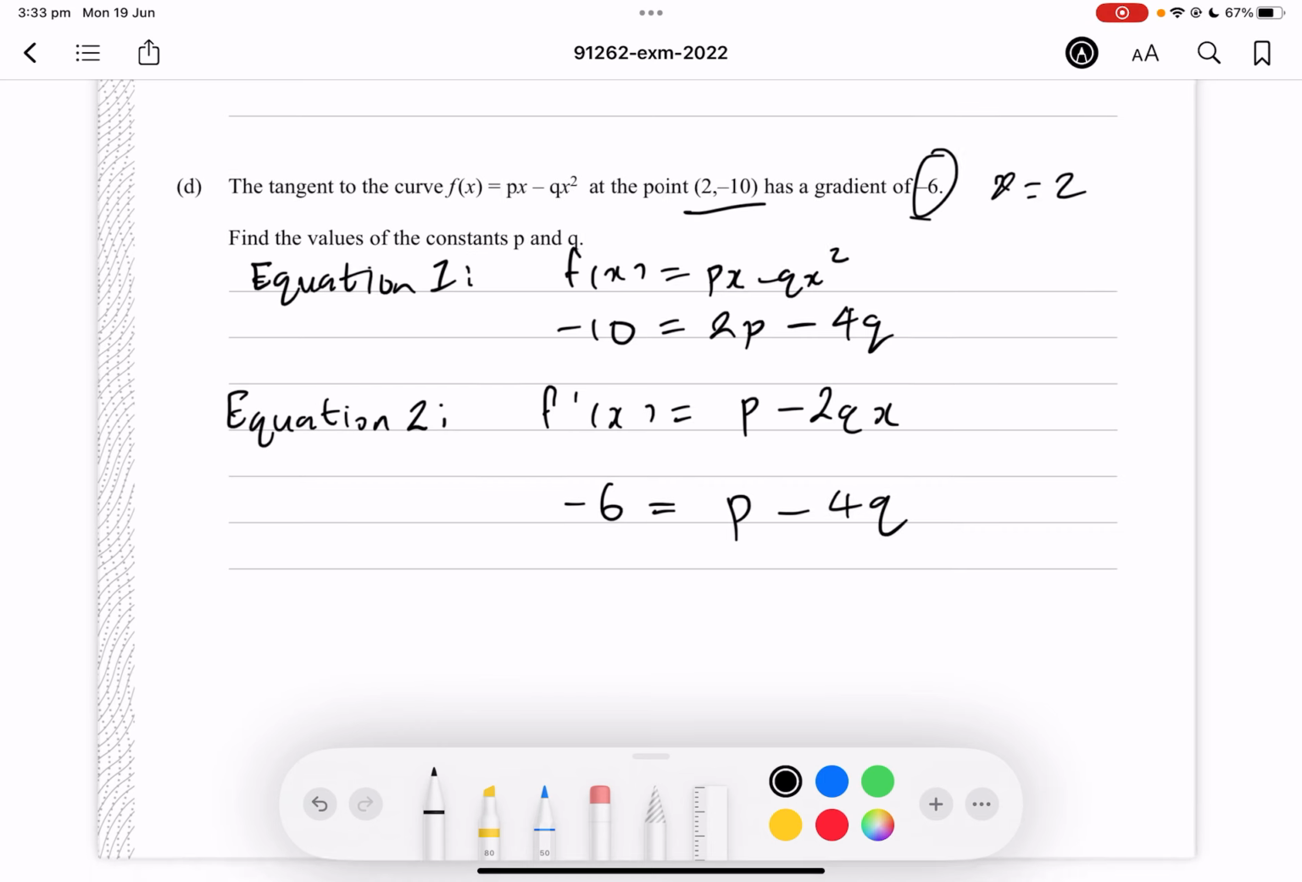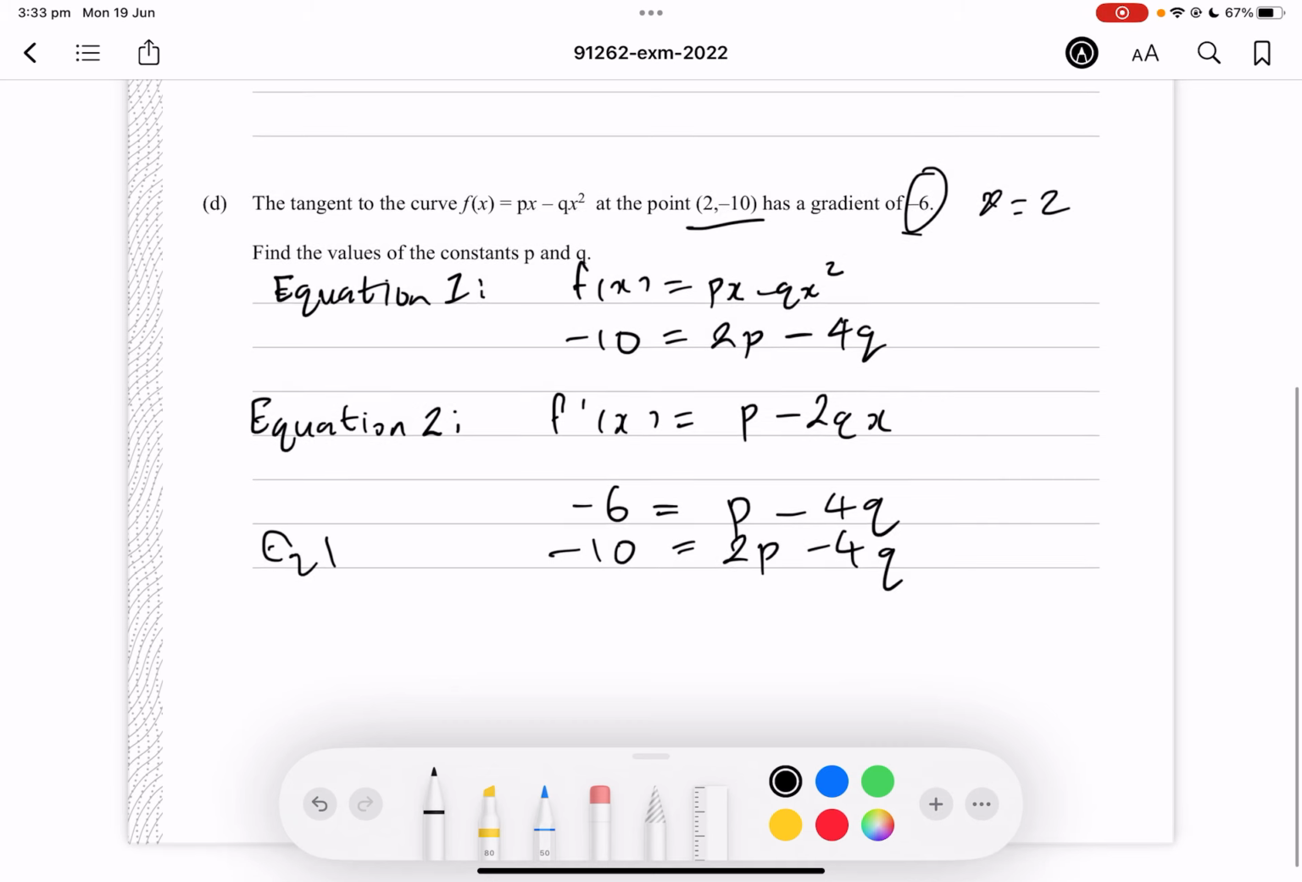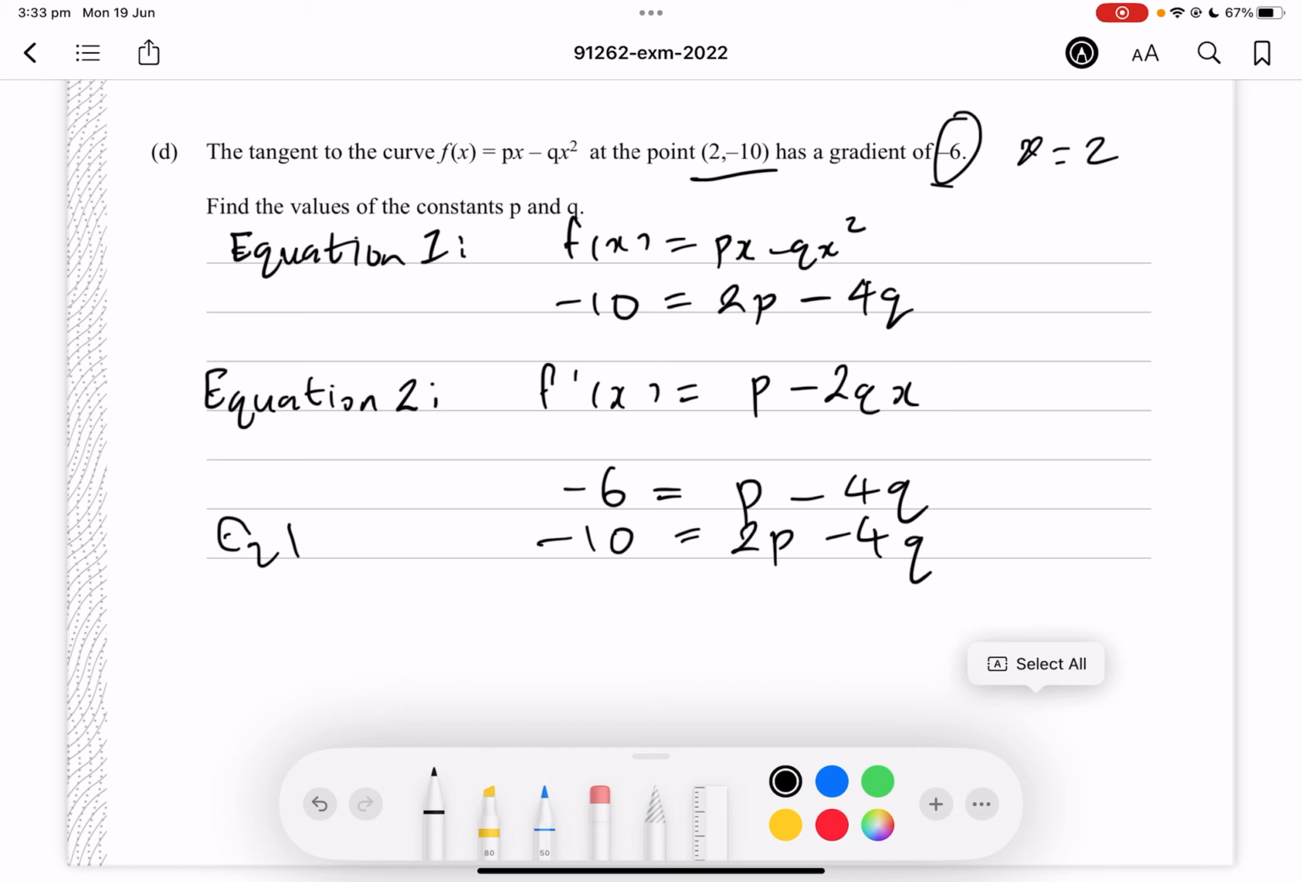And we're going to solve the simultaneous equations. So this is equation 1. We have -10 equals 2p minus 4q. And we can just subtract these two functions here. So -6 minus -10 is +4. P minus 2p is -p. -4q minus -4q, that's just 0, so that's 0q. So therefore, p equals -4.